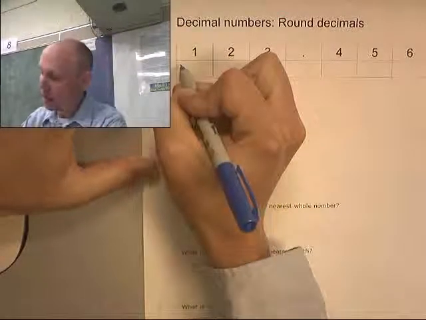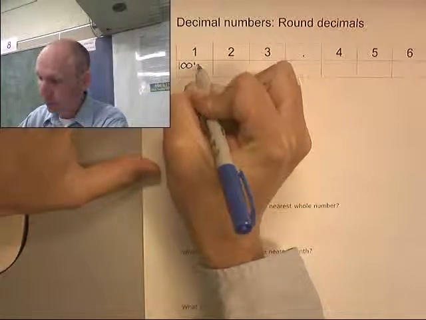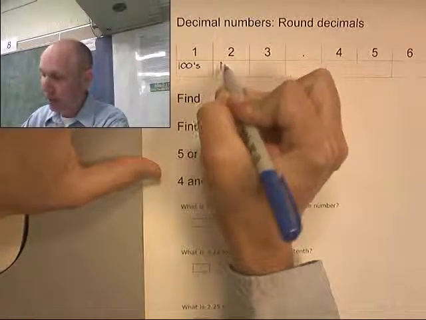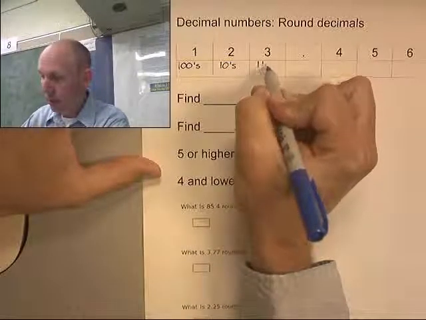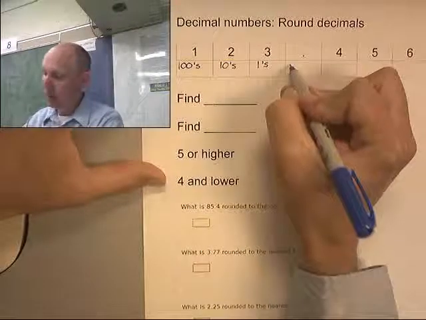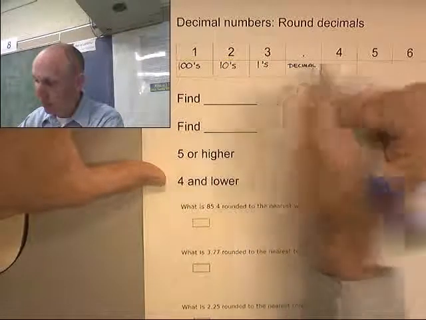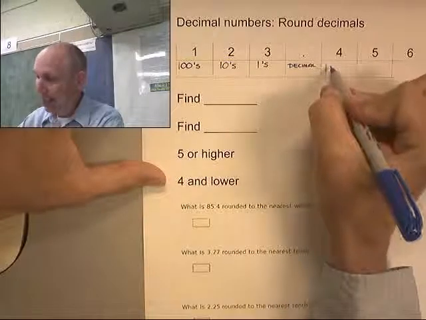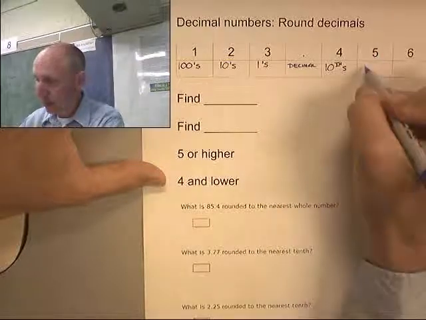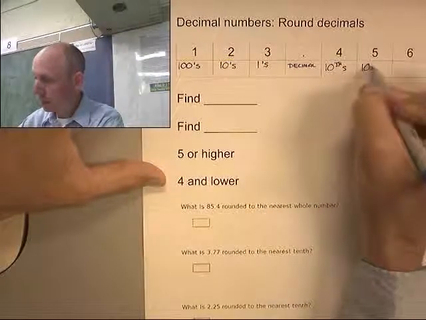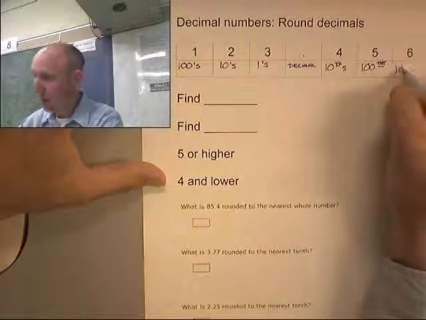So right here, this is the hundreds place. This is the tens. This is the ones. This is the decimal. This is the tenths, the hundredths, and the thousandths.